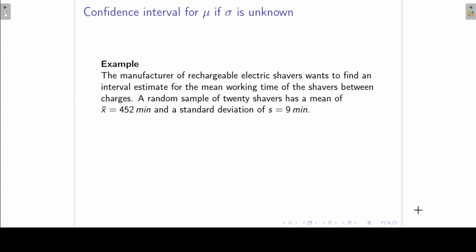Okay, this lecture we start with an example that we did previously. The manufacturer of rechargeable electric shavers wants to find an interval estimate for the mean working time of the shavers between charges. A random sample of 20 shavers has a mean of 452 minutes and a standard deviation of 9 minutes. And then we have set up a 95% confidence interval for the unknown population mean mu.